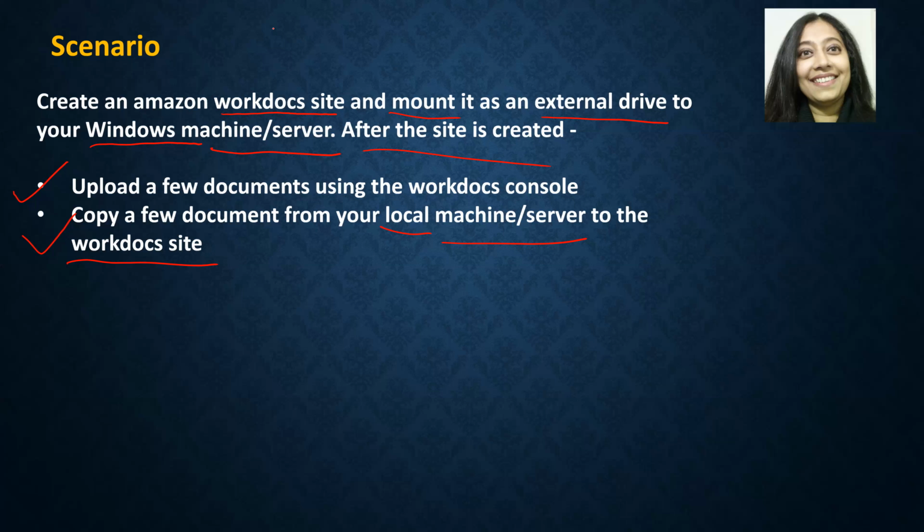So again, you need to create your WorkDocs site. You need to mount it as an external drive on your Windows machine or your server. Now, your machine or your server could be your PC, could be your desktop machine, could be your server, could be a VM that you have provisioned. And once your site has been created, you need to upload a few documents using the WorkDocs console, and you need to copy a few documents from your local machine to the WorkDocs site. So I hope that this is well understood.